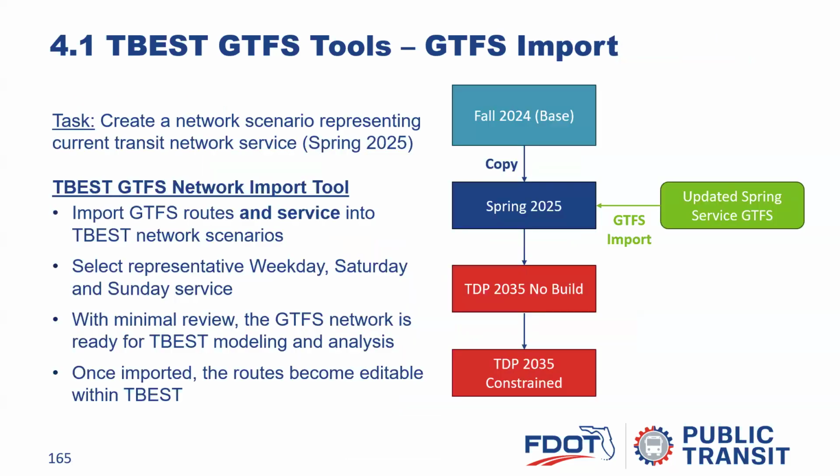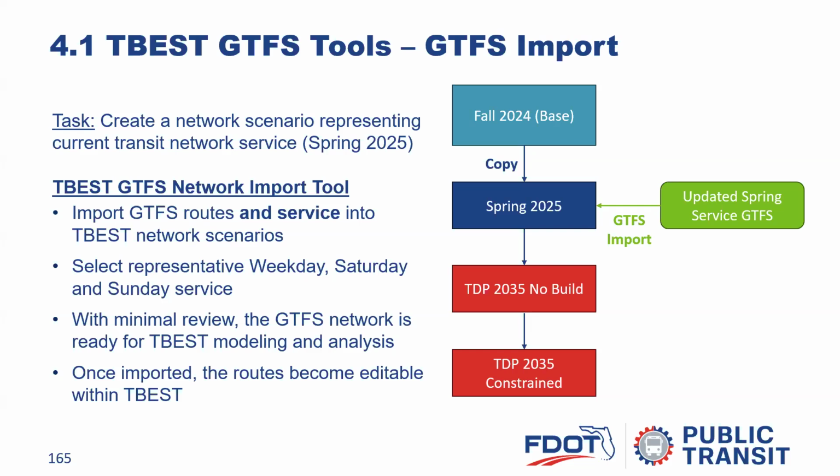Okay, so our task here in terms of updating our transit system to the current conditions. So when we validated against this fall 2024 network because we had observed ridership data for it. However, now we really want to bring in what's existing, right? So the service changes happened between fall 2024 and spring 2025. And we want to make sure that our new routes and new service are represented in TBEST. So we're going to do that through the GTFS import tool.